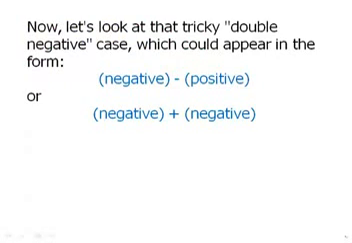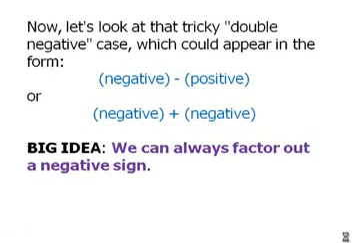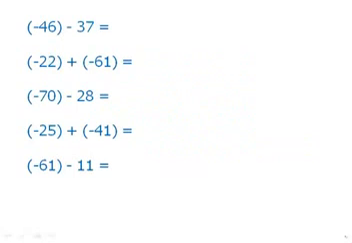Now let's look at that tricky double negative case, which could appear in the form negative minus positive or in the form negative plus negative. The big idea is we can always factor out a negative sign. Now what does this mean exactly? Let's look at that first one, negative 46 minus 37. We can factor out a negative sign. If we factor out a negative sign, everything inside becomes positive. So it just becomes 46 plus 37, addition of 2 positive numbers. So you perform that addition and then just stick a negative in front of the sum.